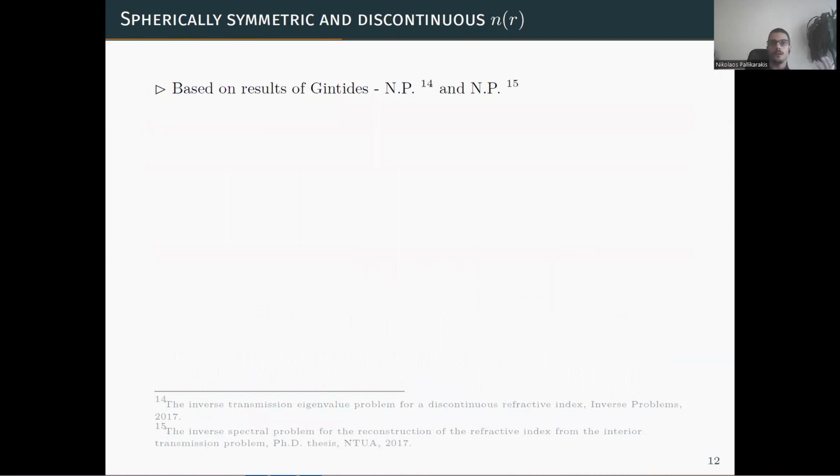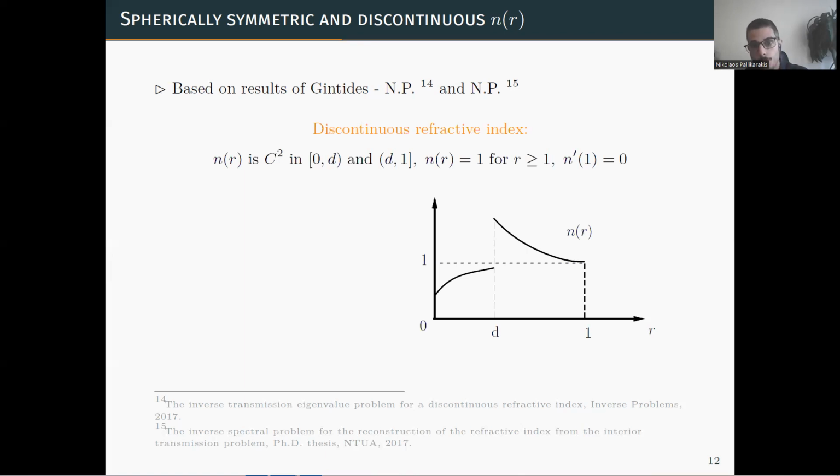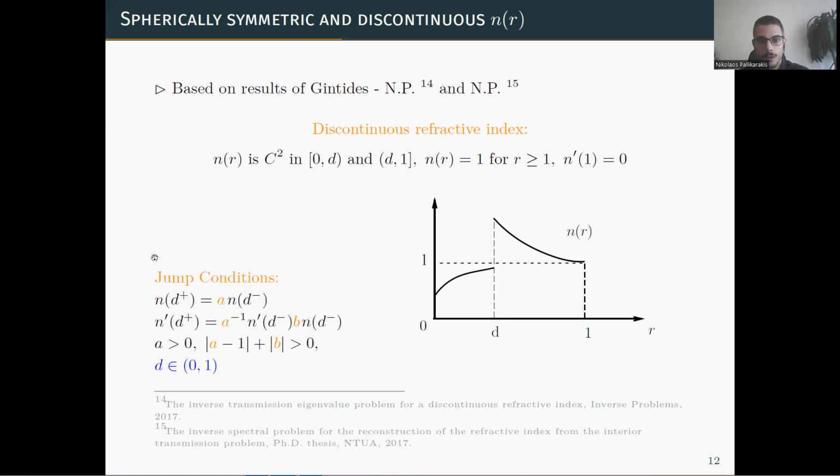Now we're going to pass to the case of spherically symmetric and discontinuous refractive index. These results can be found in a paper I have with Gintides in 2017, and also in my PhD thesis with more details. So here we impose a discontinuity condition in the refractive index. We assume that the refractive index is piecewise C2, with d between 0 and 1 being the position of the discontinuity, and also we assume that outside the medium the refractive index is equal to 1, smoothly at 1. And we impose the following jump conditions at the refractive index.